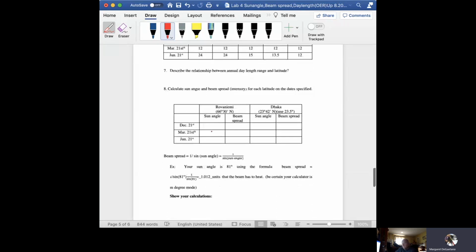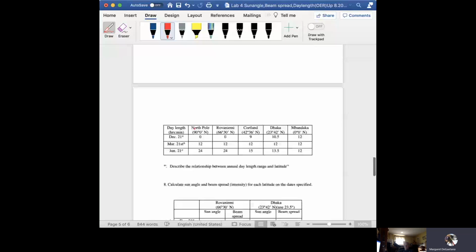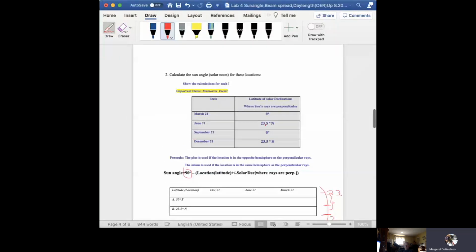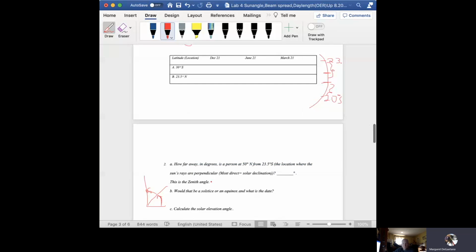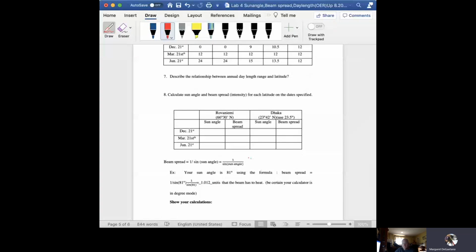And then you're going to calculate the sun angle for those dates. So you go back up to the dates that I gave you, and you plug in those declinations into this equation, and whatever the location latitude is that you're given. You would do that calculation and show that work, and you'll get that sun angle. Then you're going to use this equation, 1 over the sine of whatever the sun angle is, to calculate the beam spread. That gives you your beam spread.